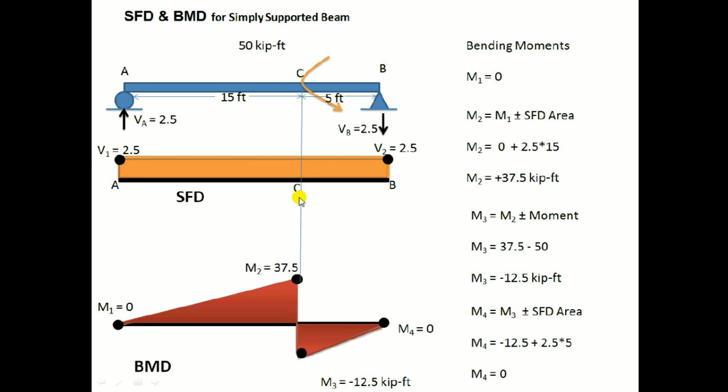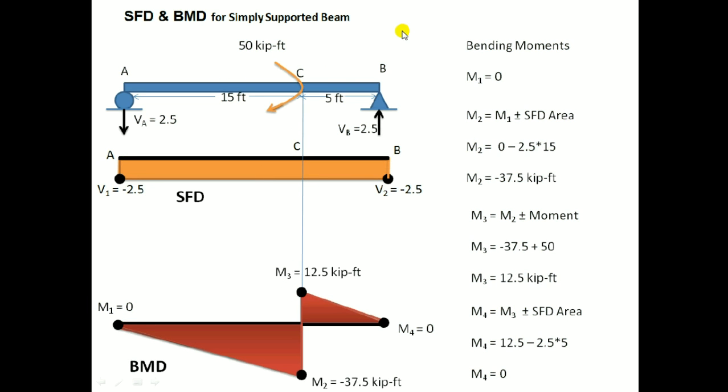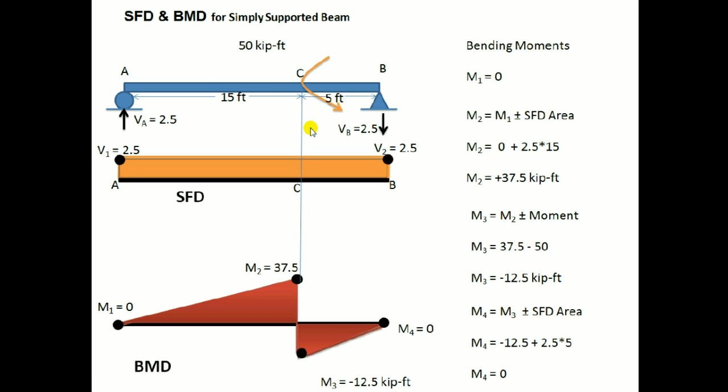Now we can see here the moment acting counterclockwise. So this is the SFD and this is the BMD diagram for the counterclockwise moment. It is the SFD and BMD for the clockwise moment, and here for the counterclockwise moment. You can check it by yourself.